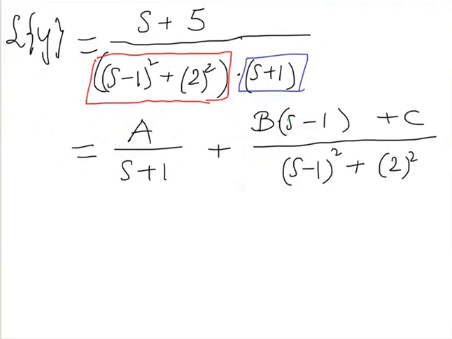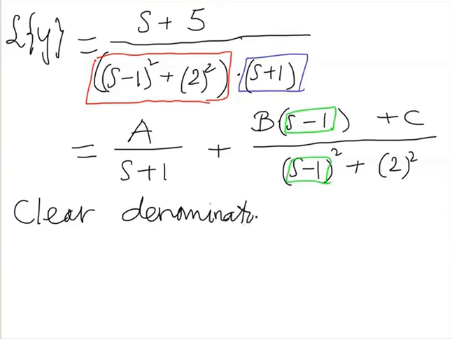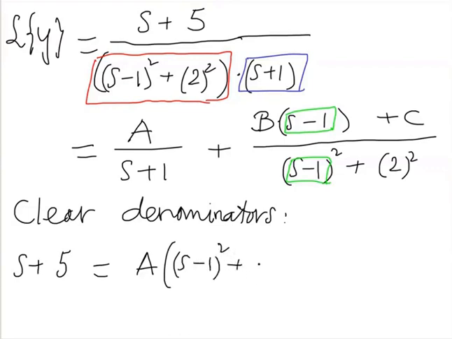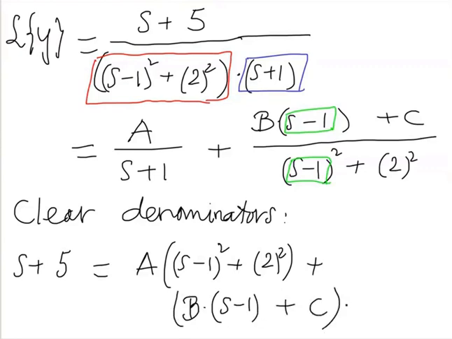Again, we need to have b times s minus 1 because we have s minus 1 squared in there. Now, clear denominators. We have s plus 5 on the left hand side, and for a we have s minus 1 squared plus 2 squared, plus b times s minus 1 parenthesis plus c, and the entire parenthesis here times s plus 1.